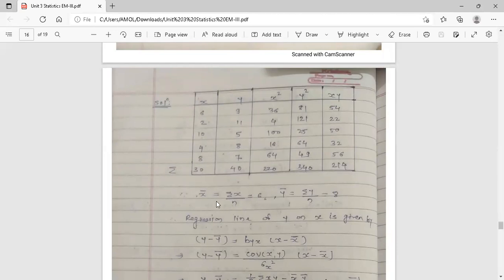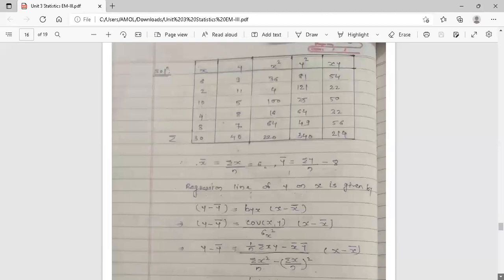Now you find the arithmetic mean for x and y respectively. So x bar is the arithmetic mean for x. It is equal to summation x upon n. Summation x is 30. N means number of entries. Number of entries are here 1, 2, 3, 4, 5. N is equal to 5. So 30 upon 5, 6. Arithmetic mean for y is y bar is equal to summation y upon n. Summation y is 40. 40 upon number of entries 5, which is equal to 8. So arithmetic mean for y is 8.